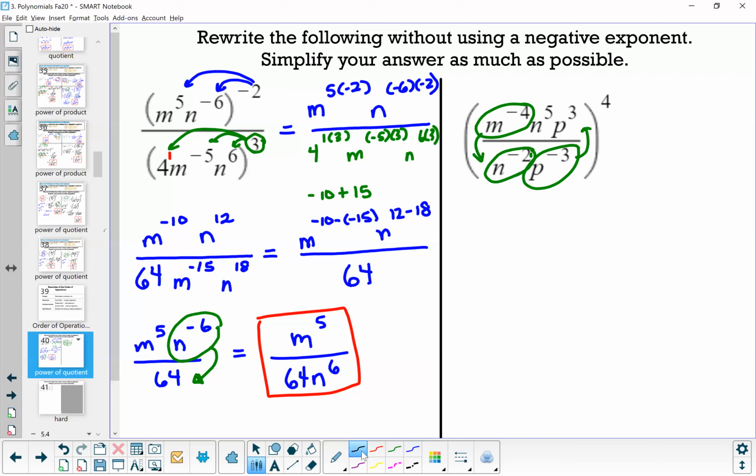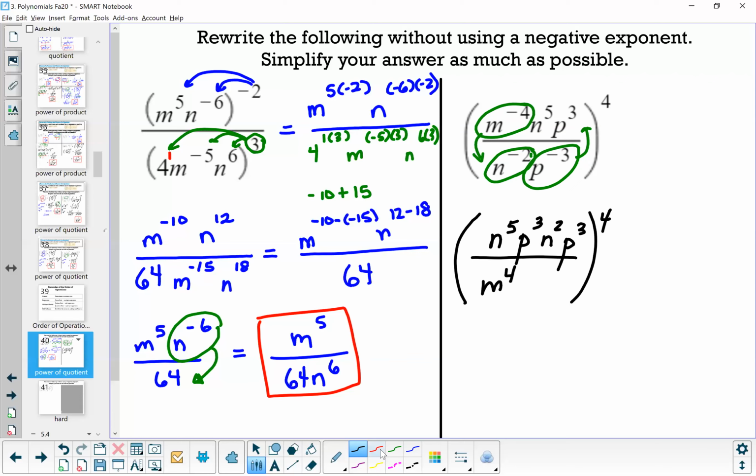So I'm going to rewrite this, starting with the numerator, n to the fifth, p cubed, stay, m to the 4th is in the denominator. So now if I go to the denominator, n squared is going to go to the numerator. P cubed is going to go to the numerator. So I rewrote my question with all positive exponents.